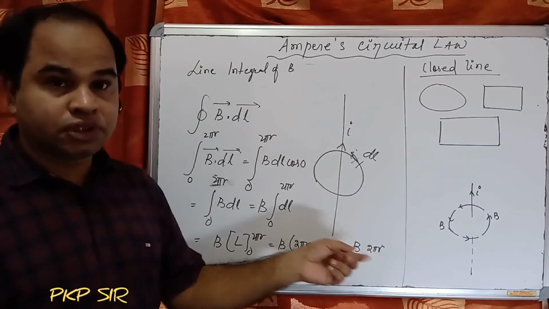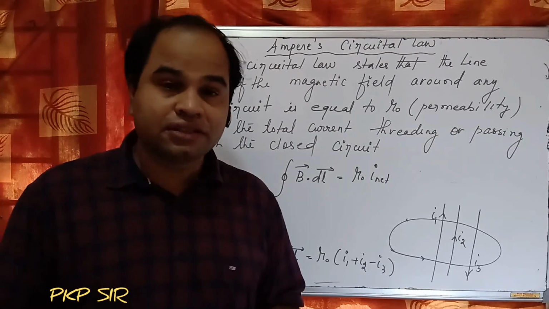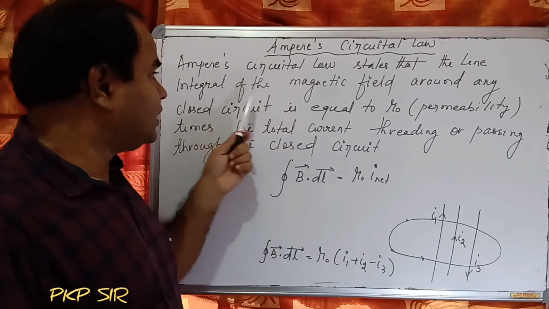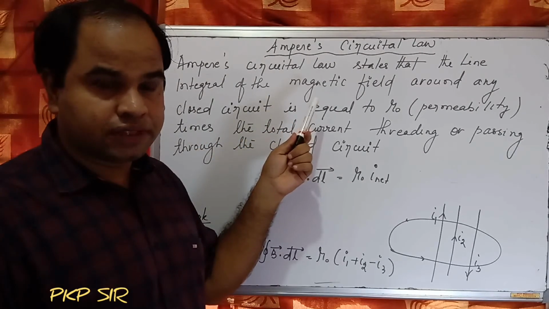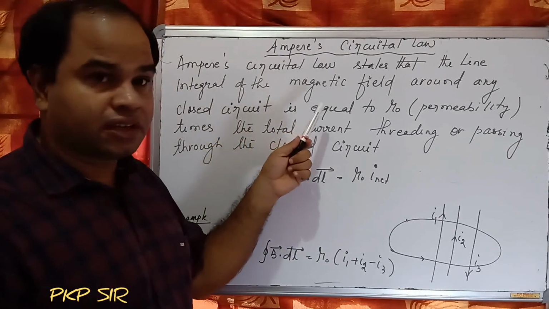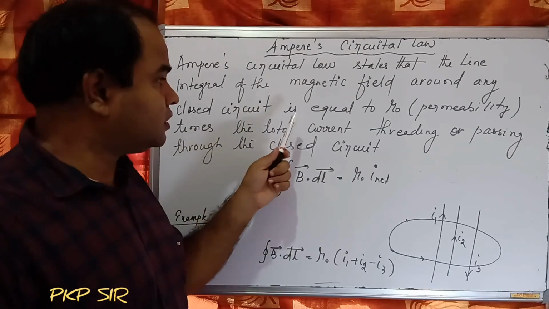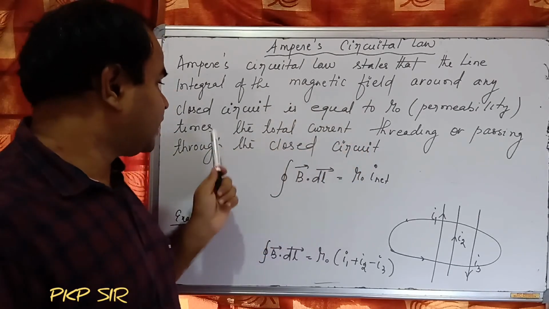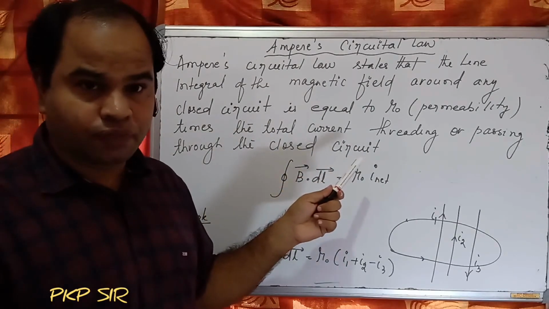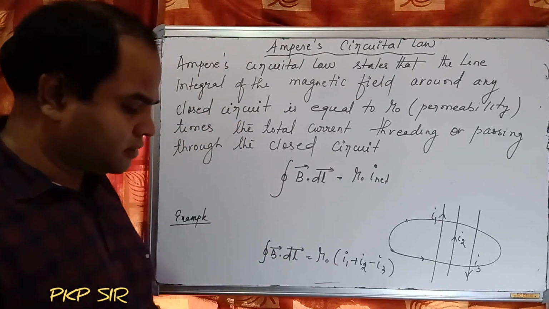Next is the definition of Ampere's circuital law. Ampere's circuital law states that the line integral of magnetic field around any closed circuit is equal to mu naught times the total current threading or passing through the closed circuit.